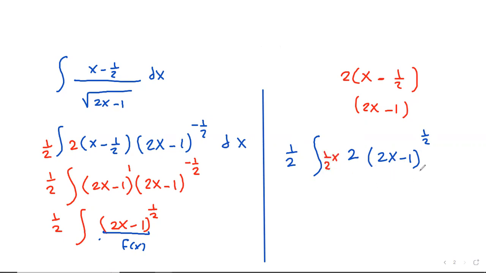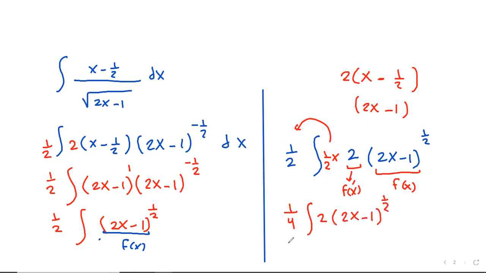Why is that? Because here it's the function f of x, and here it's the first derivative, f prime x. So we'll move half in front of the integration. It will be 1 over 4, the integration of 2 multiplied by 2x minus 1 to the power of half. Add 1 to the power, we can apply the rule, because here it's the function f and here it's f prime. Add 1 to the power, it will be 2x minus 1, and half plus 1 gives 3 over 2.